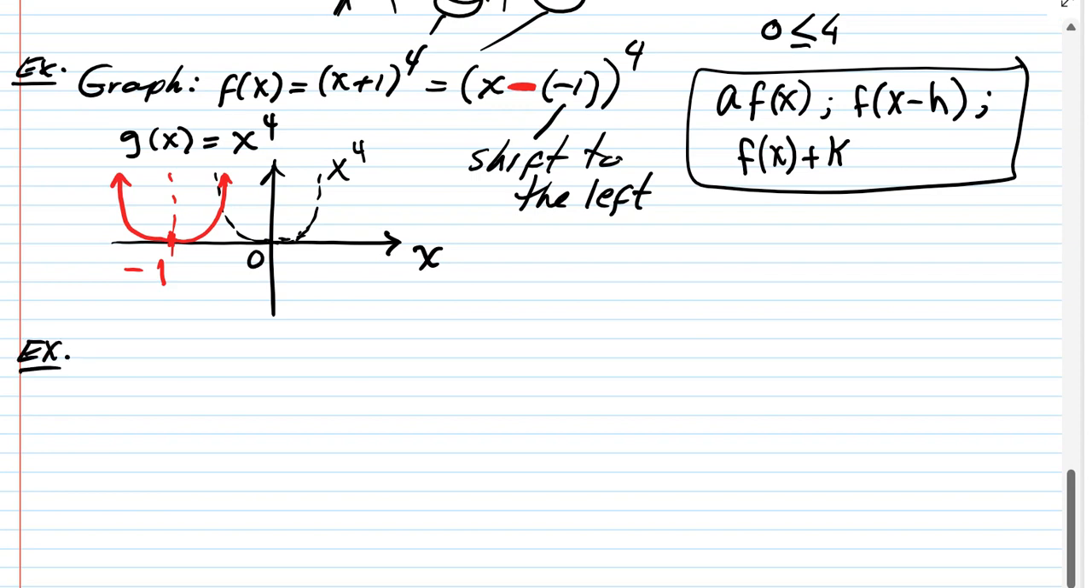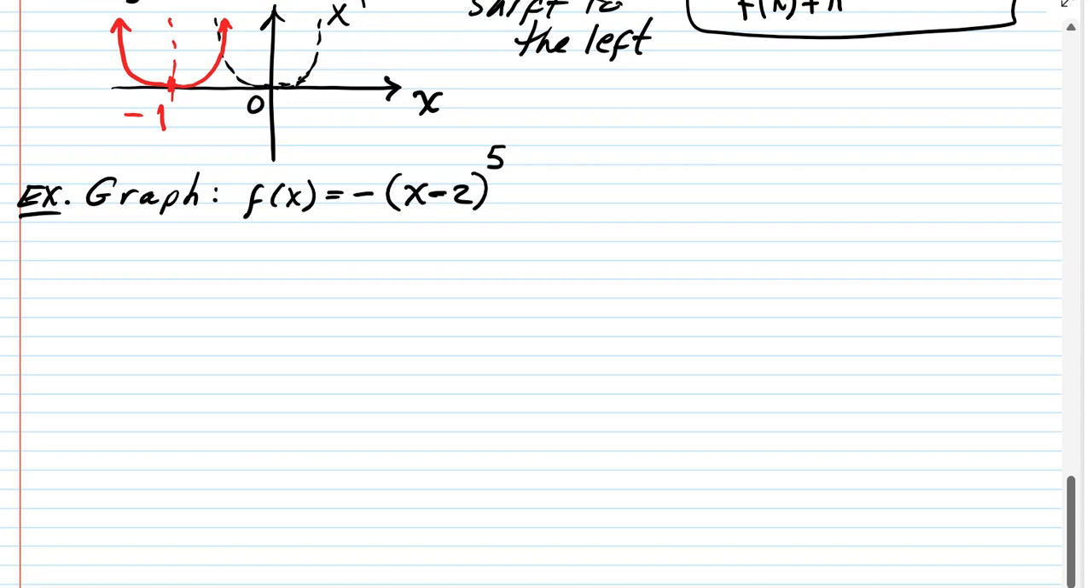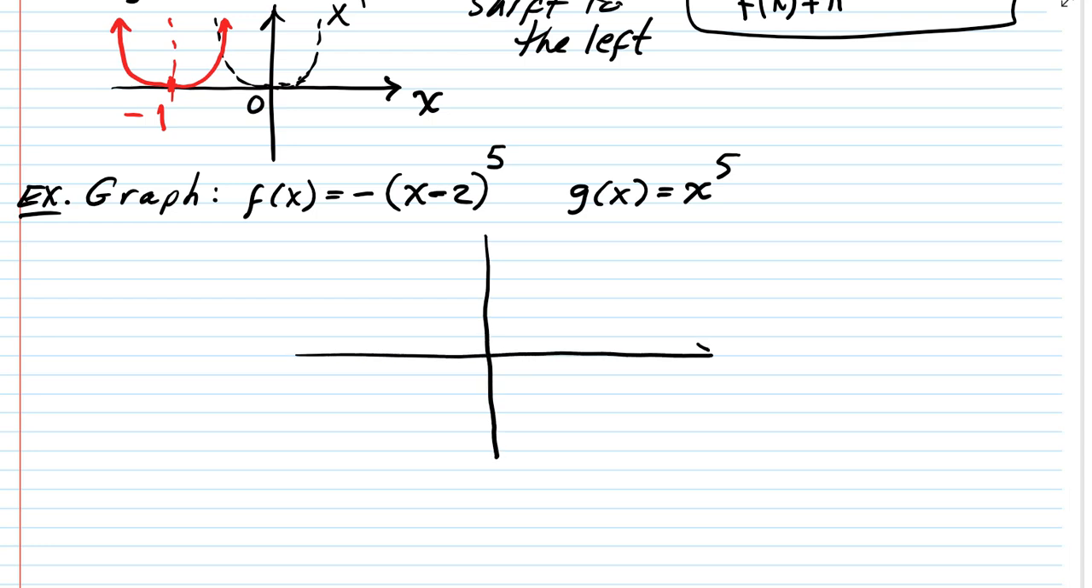Let's do an odd power function. So suppose this time I want to graph f of x equals negative (x minus 2) to the fifth. All right. Now the basic function here, g of x, is x to the fifth, and we know what it looked like. We saw it about 30 minutes ago in the beginning of this video. So x to the fifth itself looks like this, correct? That's x to the fifth.